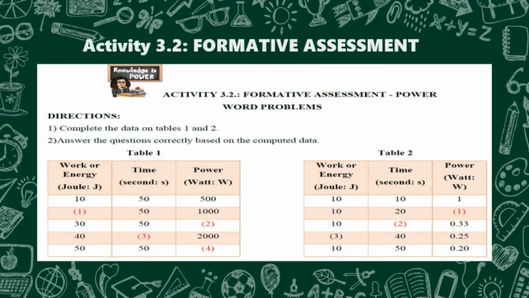So now let us proceed with activity 3.2. The formative assessment, word problems. Alright, so in this one, direction, this is on page. So saan nyo naman makikita itong activity na ito? That is on page 32. Ay, sorry, not 32. But on page 28. Okay. So complete the data on tables 1 and 2 and answer the questions correctly based on the computed data. So in this data, I have corrected some values like the 500, 1,000, 2,000. So binago ko yan. Let's proceed.